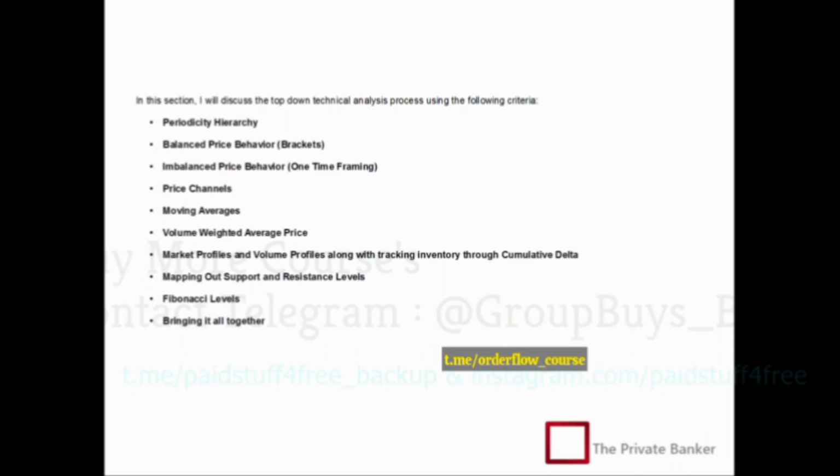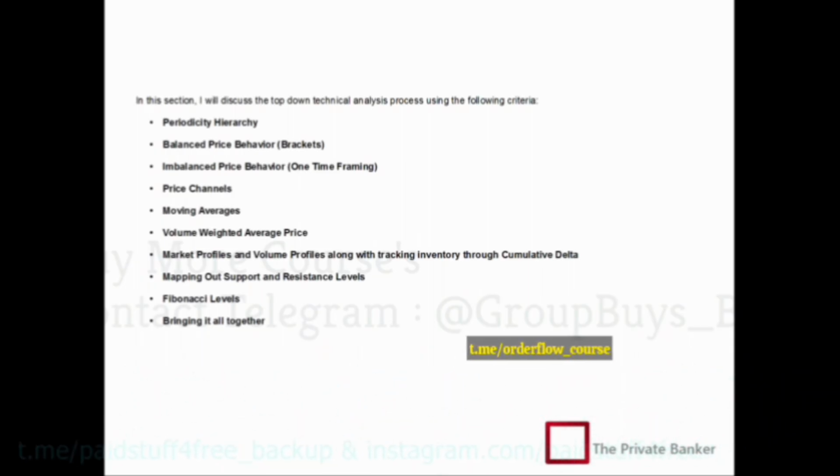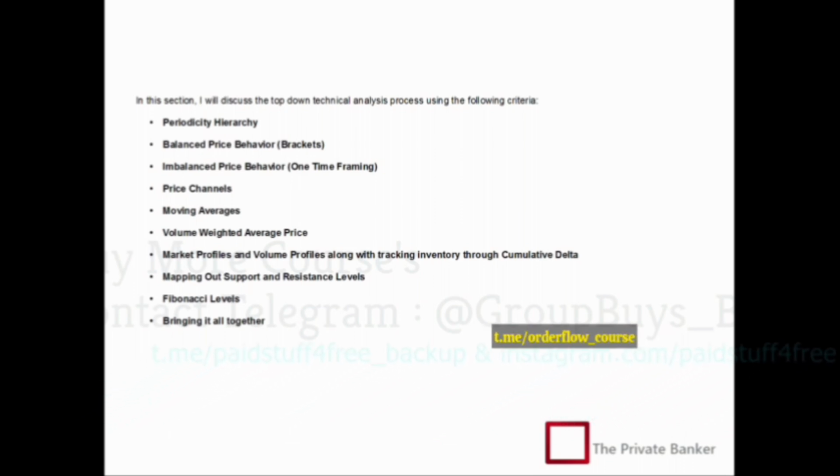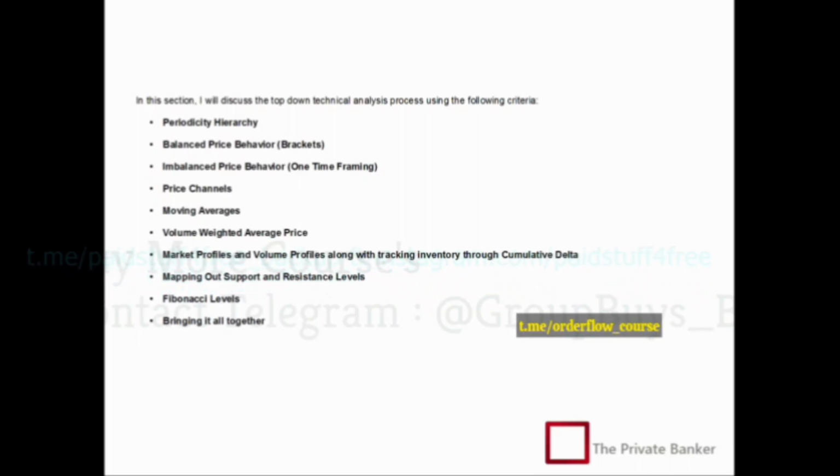Then we'll go into looking at market profiles, volume profiles, and also tracking cumulative delta on a larger perspective. Then we'll talk about how I map out support and resistance levels. And lastly, I'll go into drawing out Fibonacci levels, and then of course bringing all this information together.